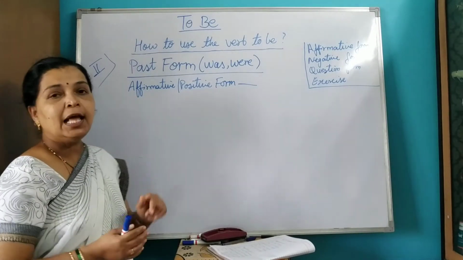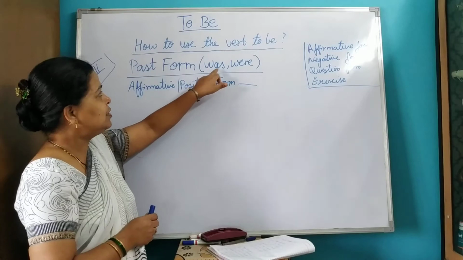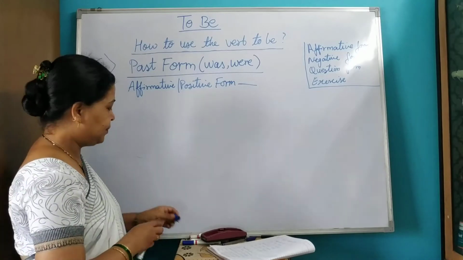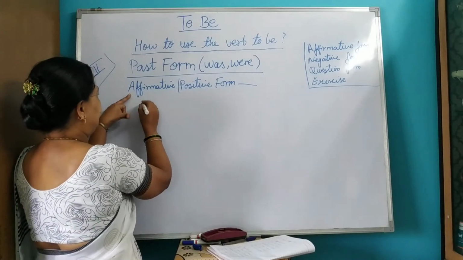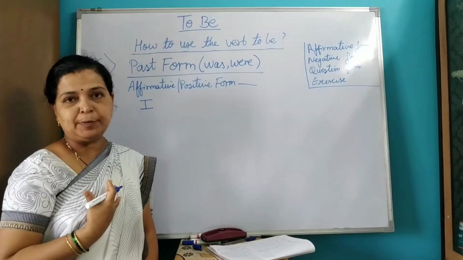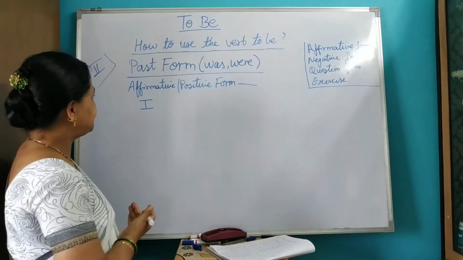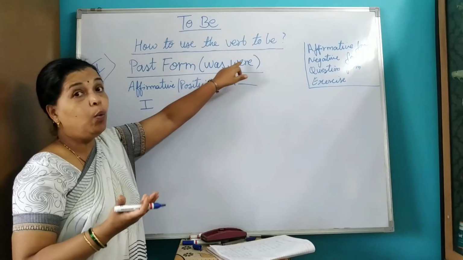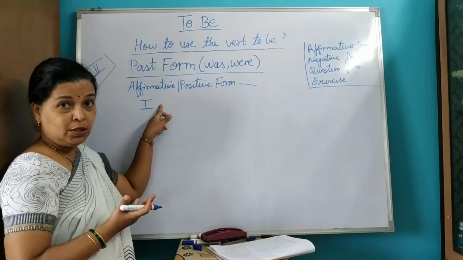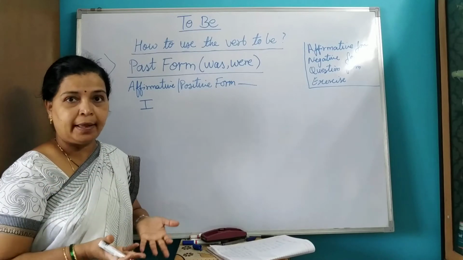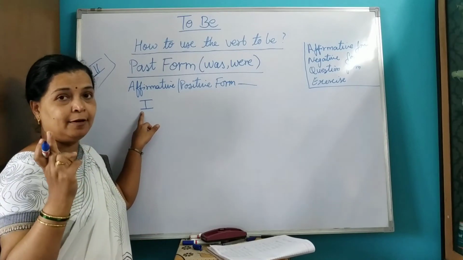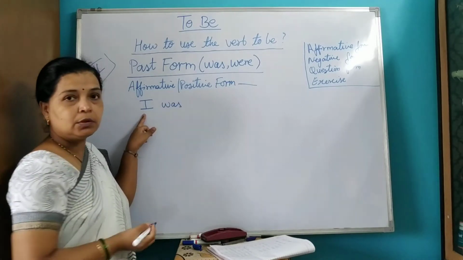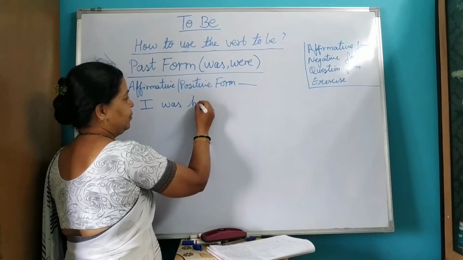Okay. So first, let's see how to use was, were in the affirmative or the positive sentences. First example, let's take I, first person, the one who is talking. So with I, what do you use? Was or were? I was or I were. Which one is correct? I is singular. So we use was. I was hungry.